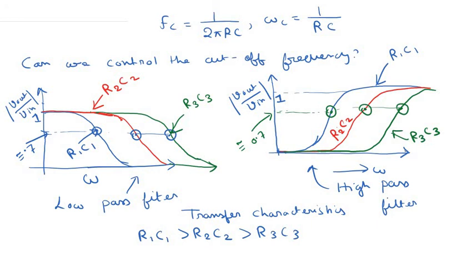Again, for the high pass filter also, this relation still holds that R1C1 is greater than R2C2 is greater than R3C3. So if we decrease the RC product, then our cutoff frequency for both the high pass and the low pass filter is going to increase.